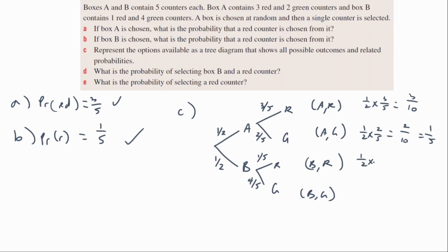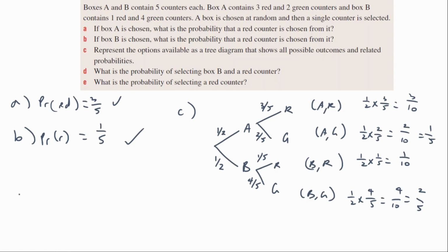This one becomes half times 1 over 5, which becomes 1 over 10. And this last one becomes half times 4 over 5, which becomes 4 out of 10, which is 2 out of 5. Make sure you're simplifying again. Give yourself a tick if you got this tree diagram correct.